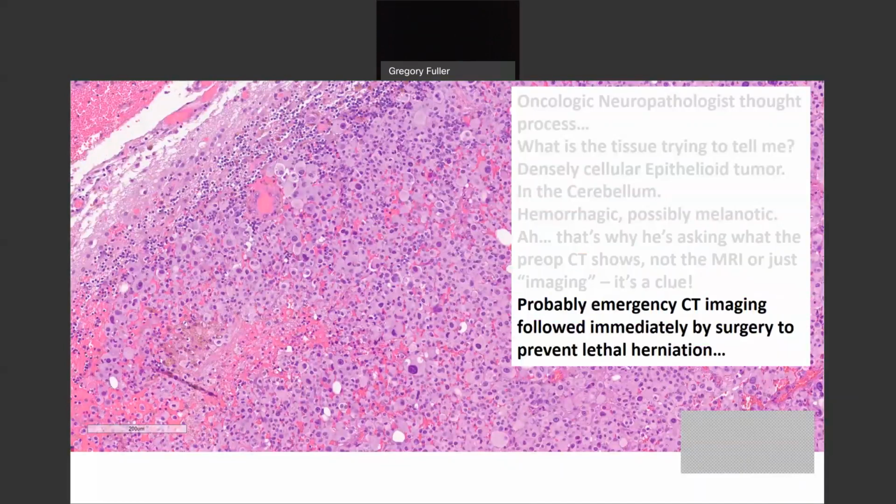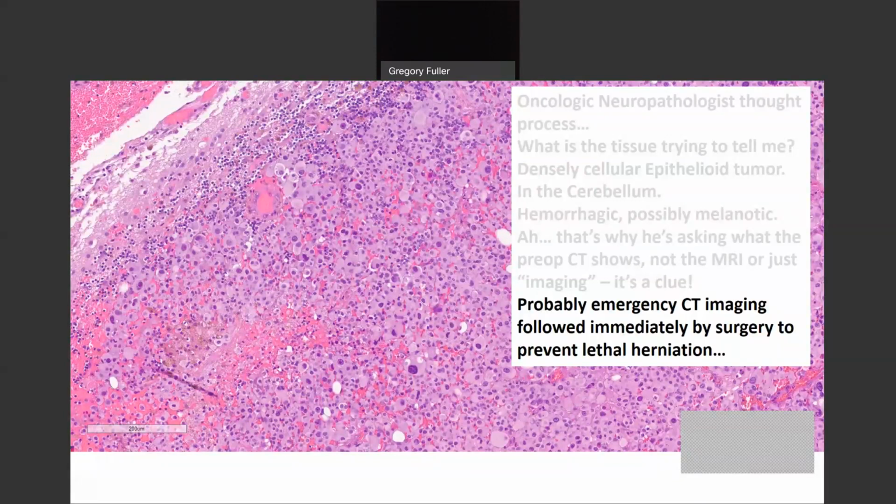Probably an emergency CT followed immediately by surgery to prevent lethal herniation, because now I know I have a hemorrhagic epithelioid neoplasm in the cerebellum. Look, the cerebellum's in the posterior fossa. For those who are a little rusty on their neuroanatomy, the posterior fossa is a tight space, bony, enclosed, with a lot of critical structures. The brainstem being the big thing, and all of those nuclei for cardiorespiratory control.